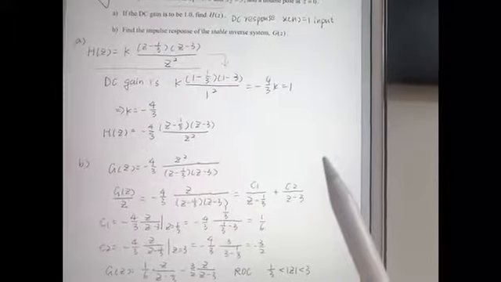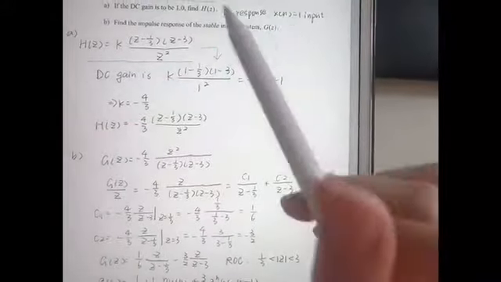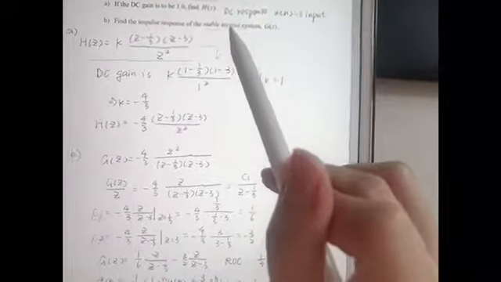And then we can easily get the expression of H(z). Question B asks us to find the impulse response of the stable inverse system.